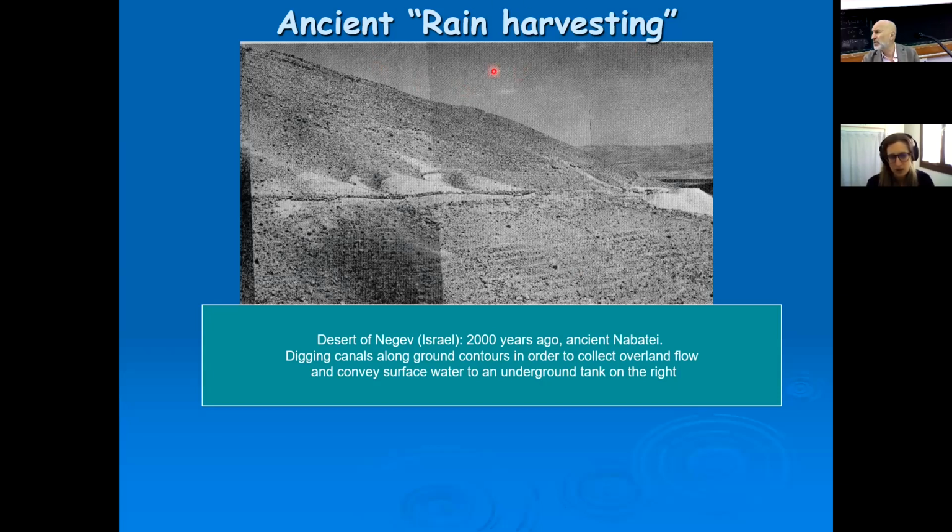This rain harvesting procedure was, for example, adopted in the desert of Negev in Israel, in nowadays Israel, 2,000 years ago, by an ancient population called the Nabatei. They dug canals along ground contours, so more or less in subhorizontal situations, in order to collect what? To collect overland flow, so to collect the excess of the water originating at the surface during the more rainy periods, and convey this surface water in excess to an underground tank located, in this case, on the right of the slide.